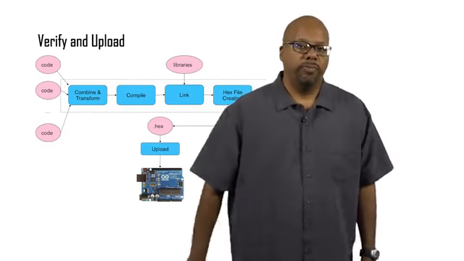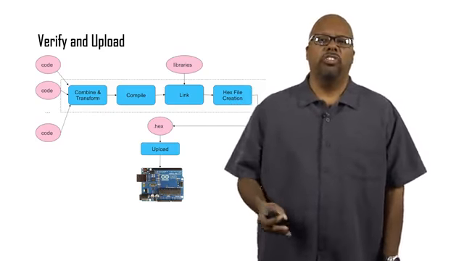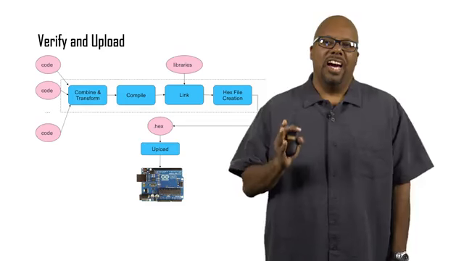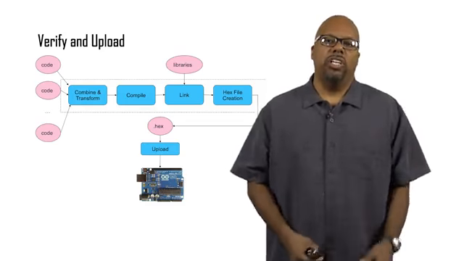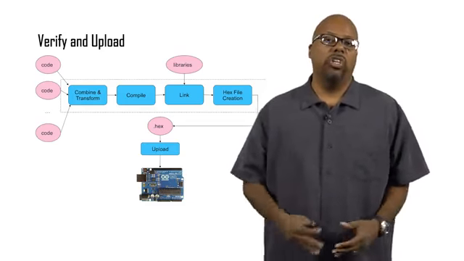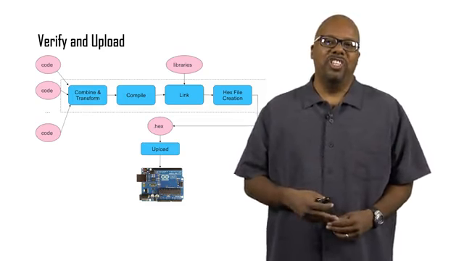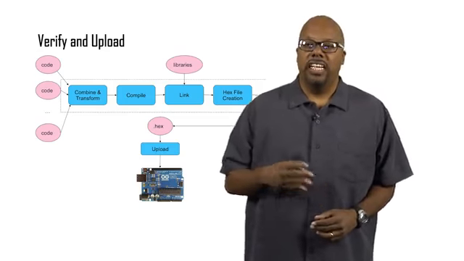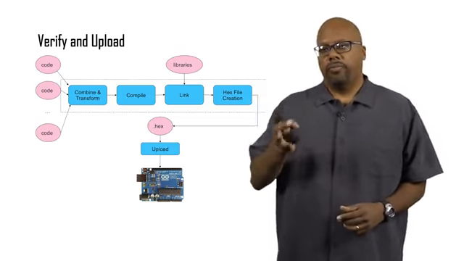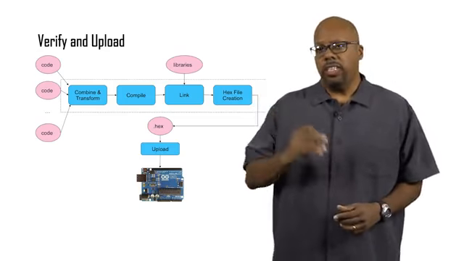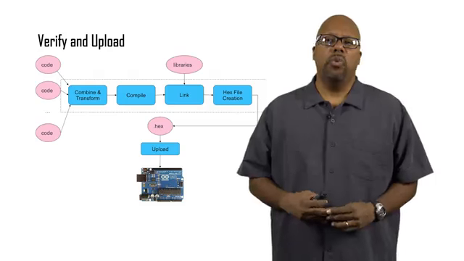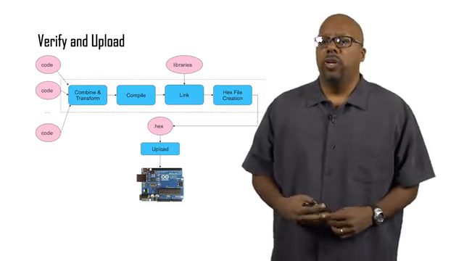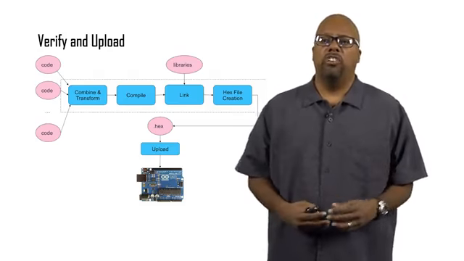So here's a picture of what happens when you do verify and upload. On the IDE, you type in your code, and you click verify to compile that code, or you click upload to upload that code. And this is a picture of the steps involved inside that process. You can see at the left side, you've got code. This can be one code file or many code files that you start with. We're just doing one, but you can have as many as you want.